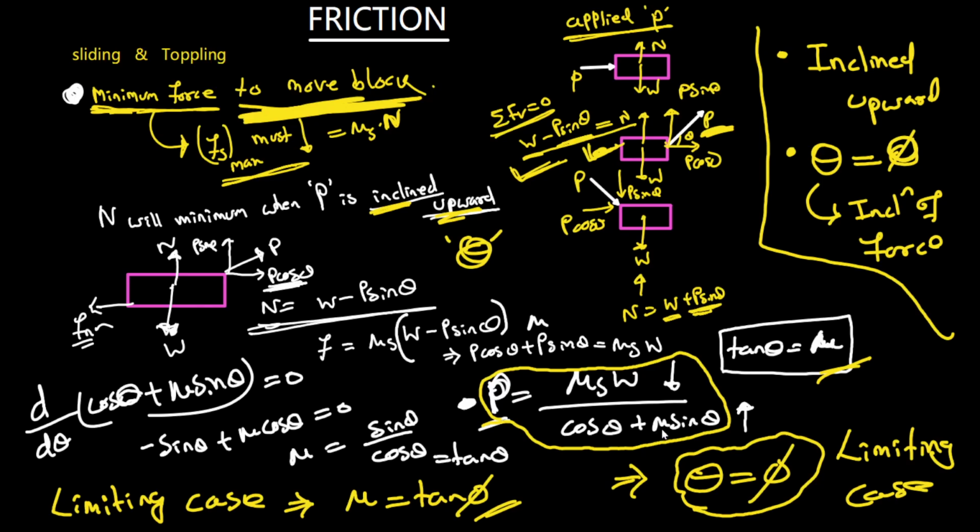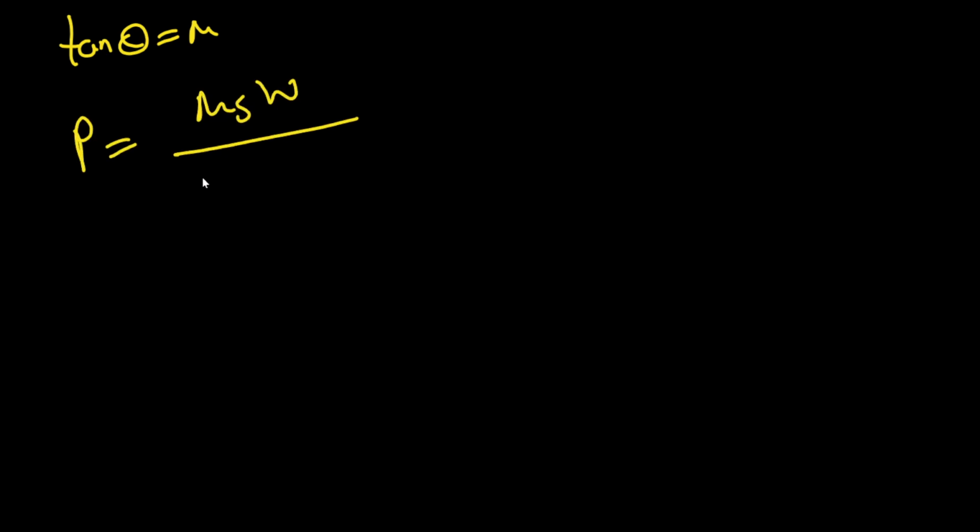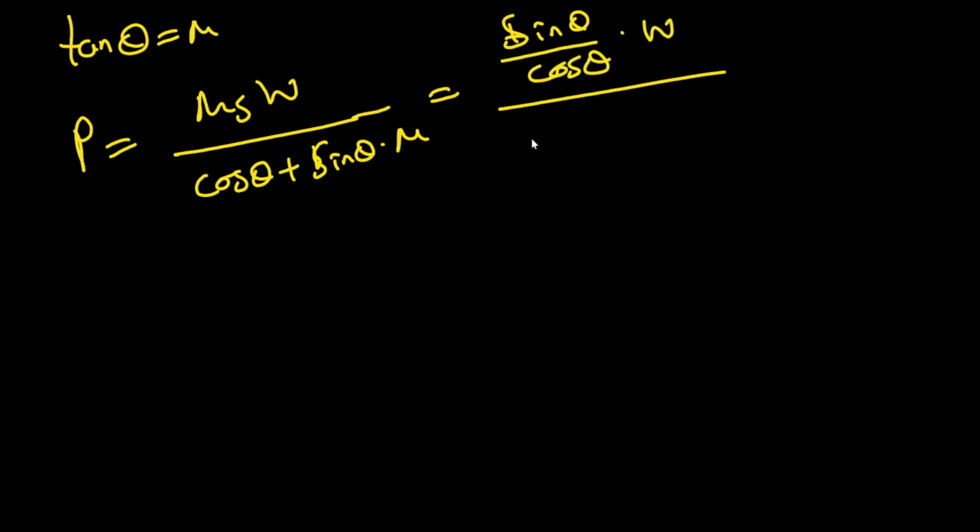If you just put mu is equal to tan theta, that is sin theta by cos theta, then cos theta goes up in the denominator, and you will only have sin squared theta. So for F minimum, you got tan theta equal to mu. The P force you calculated is mu s into W divided by cos theta plus sin theta into mu. If you put mu s equal to tan theta, directly I am writing sin theta by cos theta into W, here is cos theta plus sin theta, mu s is equal to tan theta, that is sin theta by cos theta. Taking the LCM in the numerator, you will get like this.